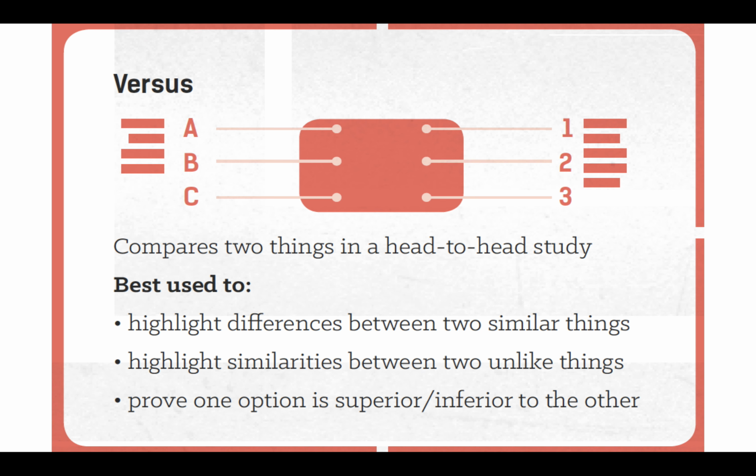It is best used to highlight differences between two similar things. In contrast, highlight similarities between two unlike things, and prove one option is superior or inferior to the other. For the third point, you would most likely argue that the left side, ABC, is superior to the points in 1, 2, 3, which would be inferior.